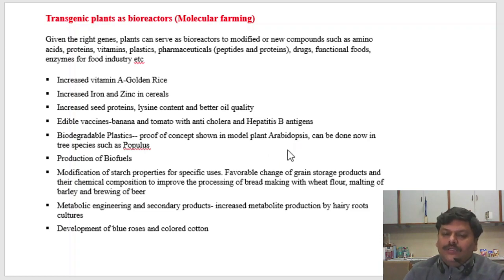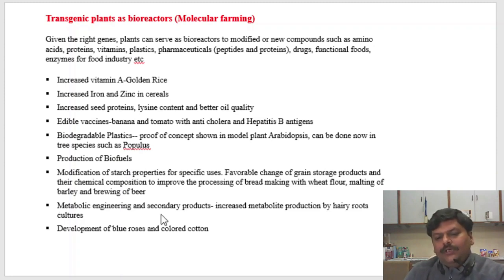And these days efforts are being made so that biodegradable plastic can be produced by large tree species, faster growing tree species such as poplars. Production of crops which are very amenable for production of biofuels, I mean the crops which show very high growth rate, and they can be easily used for fermentation for the production of biofuels such as ethanol. The efforts are going on in this direction also.